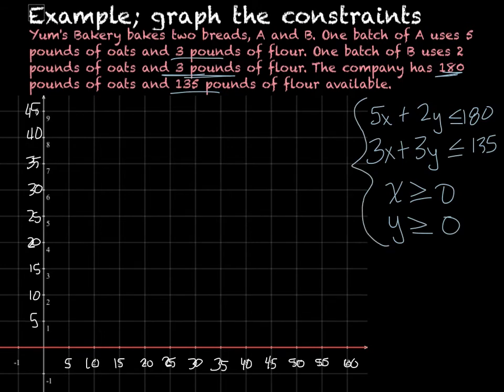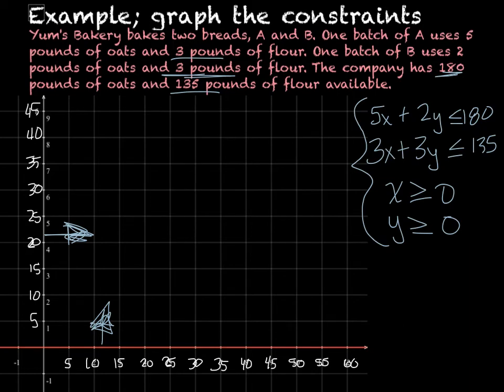What we want to do is actually graph these constraints. Well, x is greater than 0 is easy. It's just where is my x greater than 0. Y is greater than 0 is also easy because it's just going to mean it's going to be in the first quadrant. So x is greater than 0 is right here, and y is greater than 0 is right here. All right, now we graph the rest of them. So 5x plus 2y is less than or equal to 180. And 3x plus 3y is less than or equal to 135.